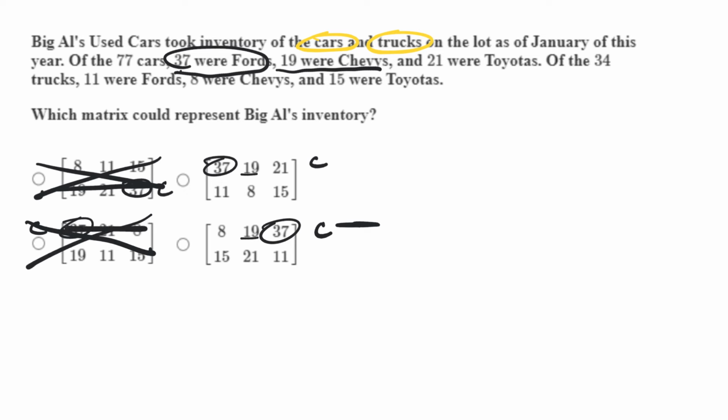So let's talk about what these all mean. These two are left. This one is saying the Fords are the first column. This one is saying the Fords are the third column. This one, Chevy was the next thing we looked at, is saying Chevys are the second column, and this one says Chevys are as well.